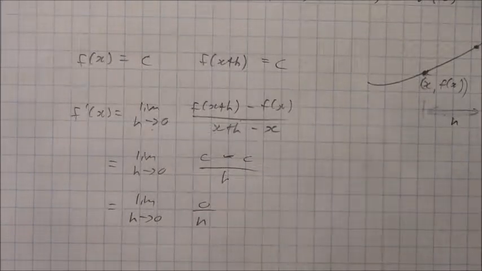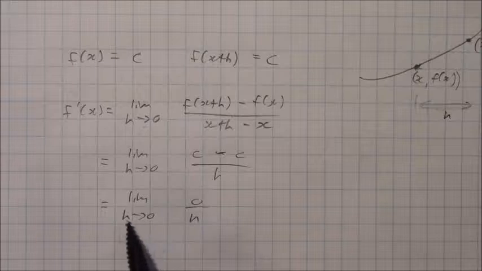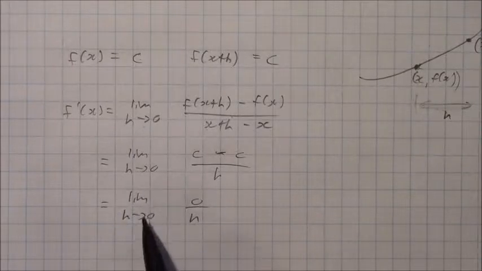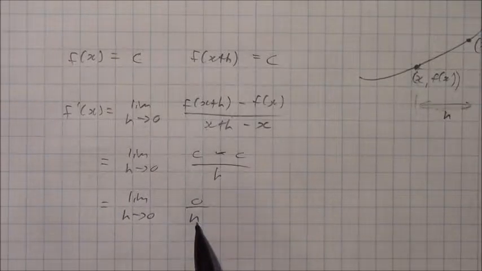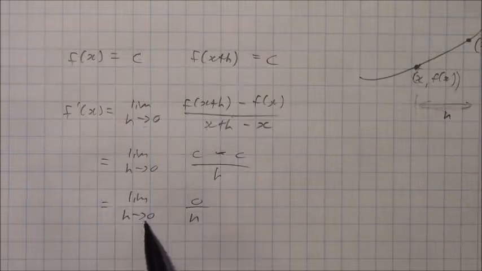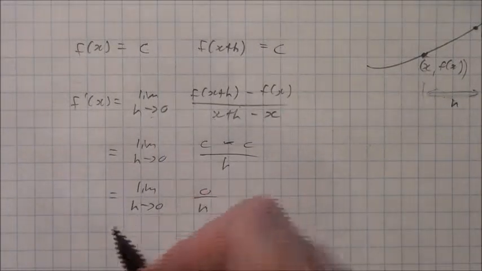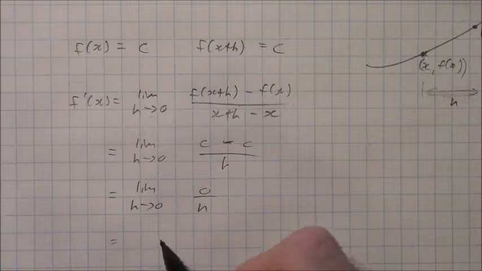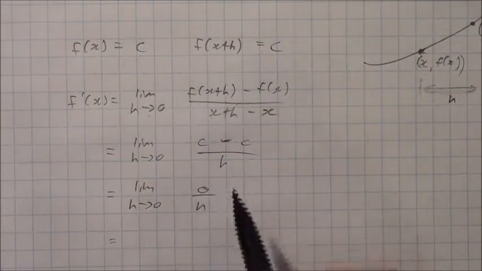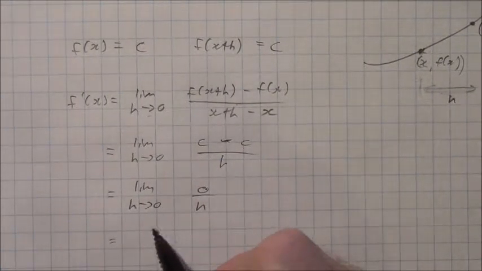h. And remember that this h, the limit as h approaches 0, this denominator never gets to 0, but it gets very, very close to 0. So it gets so small that we get a very, very small value.